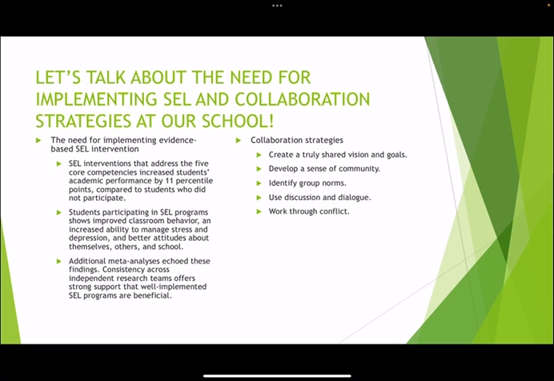Now moving on to collaboration strategies. One is to create a truly shared vision and goals. If we work together and we have a vision and goals set together, we can help each other with it. We just need to develop a sense of community. We are all one school. The students in classrooms are not just that teacher's students. They're all of our students. So we need to work together for all of our students.